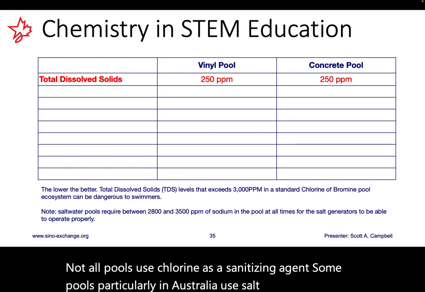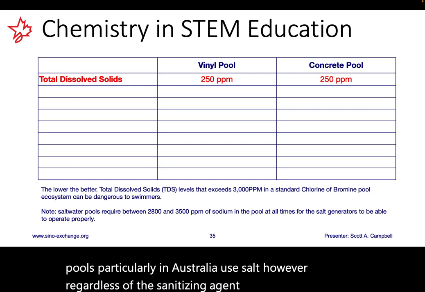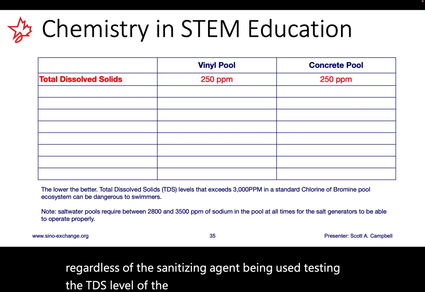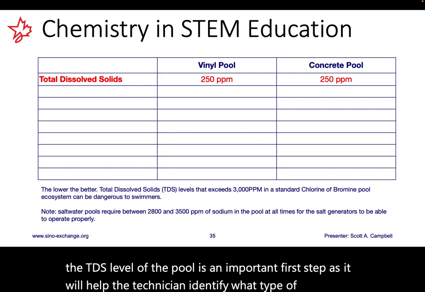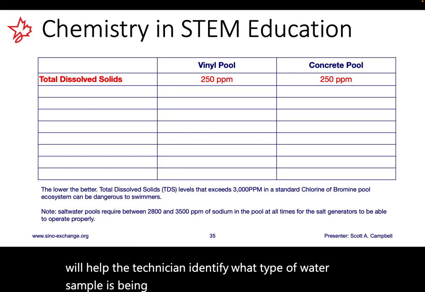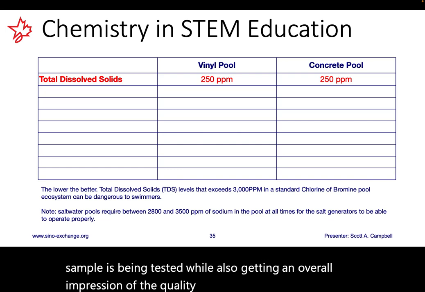However, regardless of the sanitizing agent being used, testing the TDS level of the pool is an important first step, as it will help the technician identify what type of water sample is being tested, while also getting an overall impression of the quality of the water. Essentially, it helps us determine if the water is healthy or not.